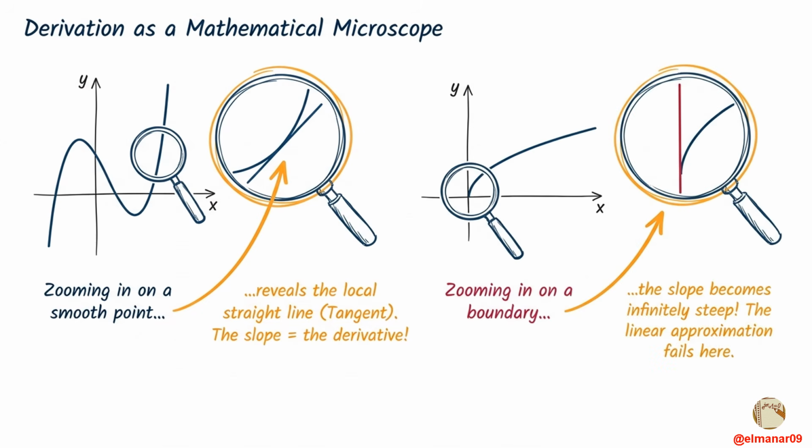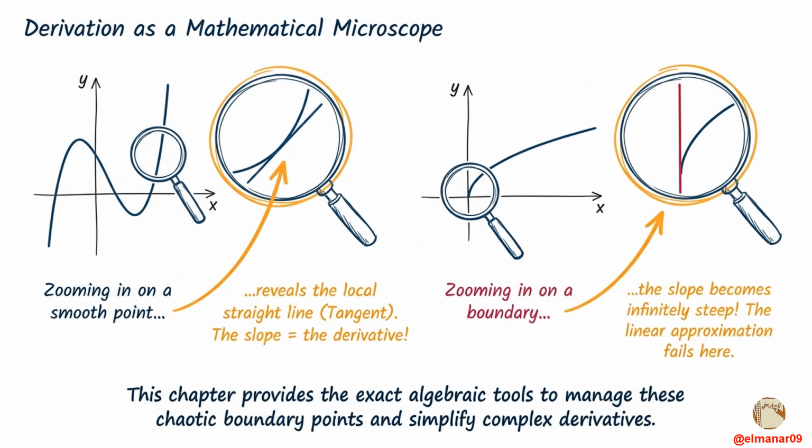Now, look at the graph on the right. When we zoom in on a boundary point, like the start of a square root curve, the slope becomes infinitely steep. It's a vertical line. At this exact spot, our usual linear approximation fails because the slope is infinite. This chapter is going to give you the exact algebraic tools you need to manage these chaotic boundary points and transform complex derivatives into simple, usable forms. You've got this.